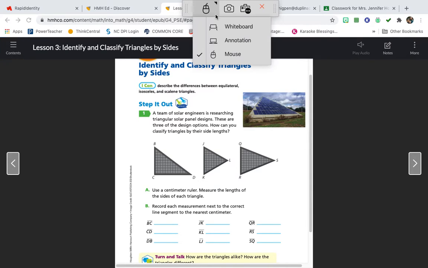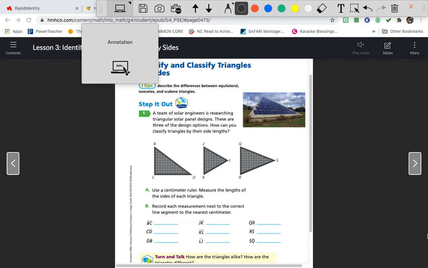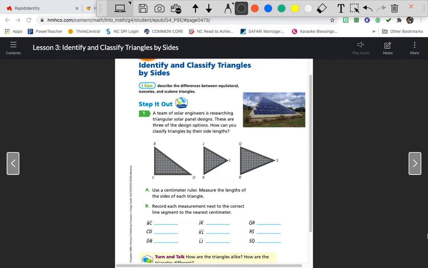453 in your math workbook. Our objective today is how to identify and classify triangles by size. We're going to be able to describe the differences between equilateral, isosceles, and scalene triangles. And we're going to talk about the vocabulary for those three words in just a second. So let's look at Step It Out.